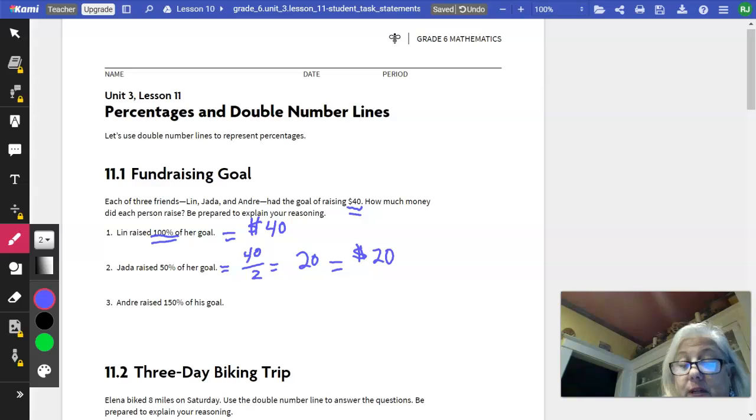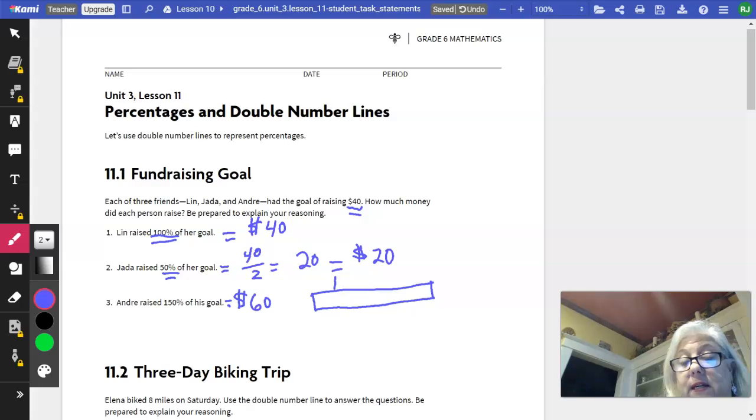Andre raised 150% of his goal. Well, let's think about that. If 100% is $40 and 50% is $20, then 40 plus 20 is $60. Let's look at that on a tape diagram. If I have a tape diagram here, and this represents 100%, 100% of what? $40. So that means this whole thing here equals 40. Let's divide that in half. Half of 40 is 20.